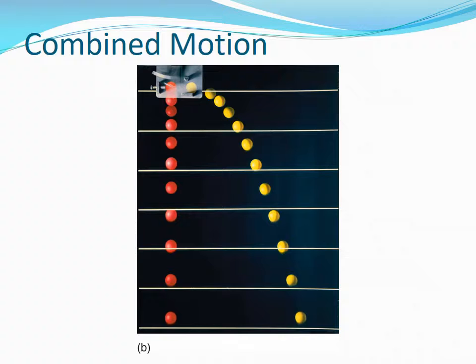Here are a series of photos showing that a dropped red ball and a yellow ball projected horizontally from the same height at the same time fall vertically at the same rate, and so they hit the ground at the same time.